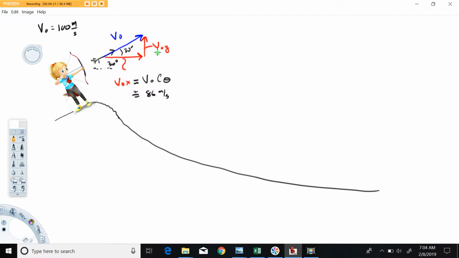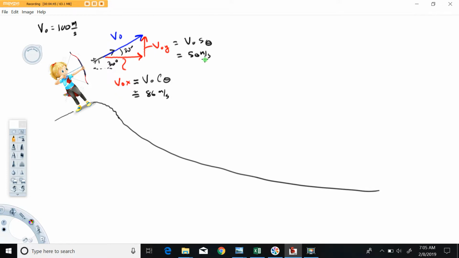This vector component is opposite the 30 degrees, so it's going to equal v sub o sine theta in general. In this example, that's 100 meters per second times the sine of 30 degrees, which is 50 meters per second. So at the instant shown, what this means is that this arrow is moving to the right at 86 meters per second and moving upward at 50 meters per second.